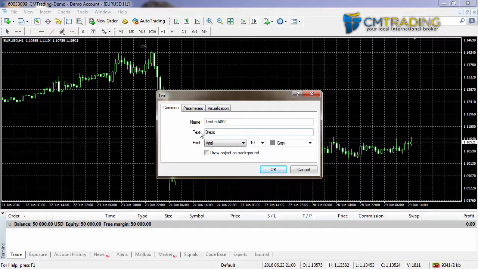If you do start using a lot of text labels, then it's not a bad idea to set a name that makes sense to you. It does not appear on the chart. This is more for later reference. Here you can select your font, the size and color. I'm going to leave mine as default and click OK.